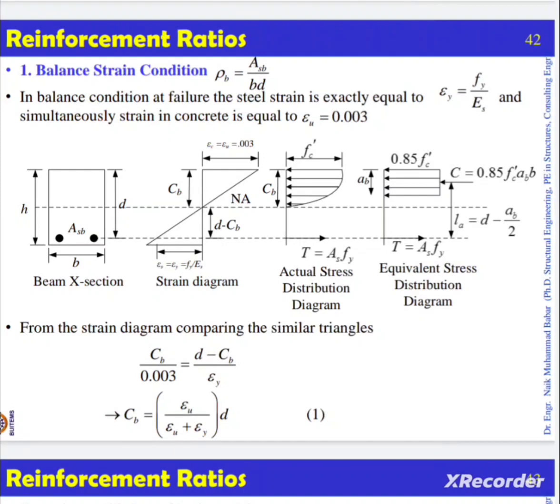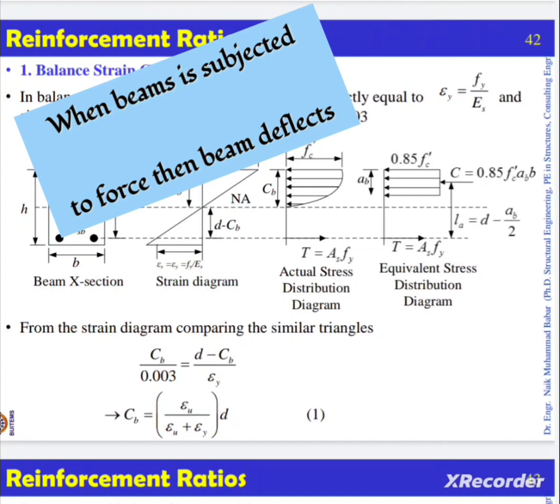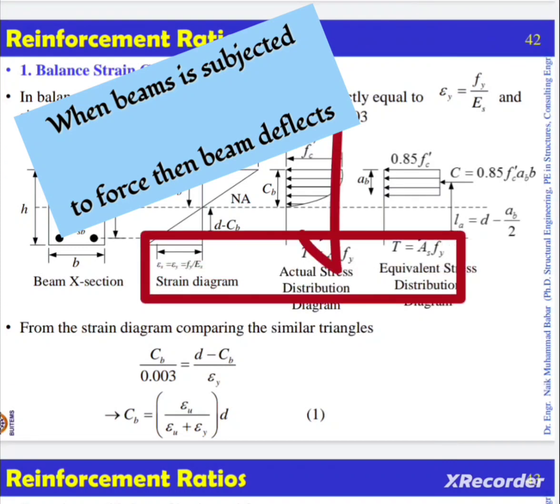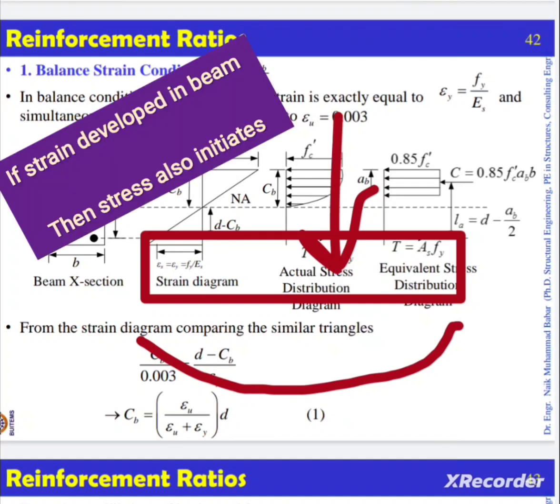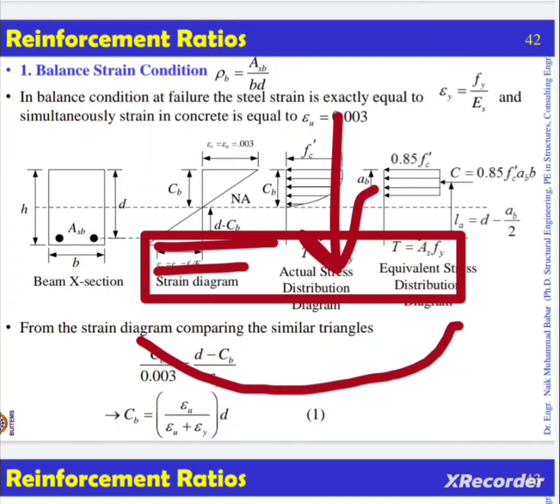So by the balanced strain condition, there will be a strain produced in any section. Why is the strain produced? If the beam is subjected to different types of loading, due to these forces the beam will deflect. Due to deflection, the strain will be produced. If strain is produced, then stress will be produced in each fiber. In a beam, there are different layers, and these layers are called fibers.